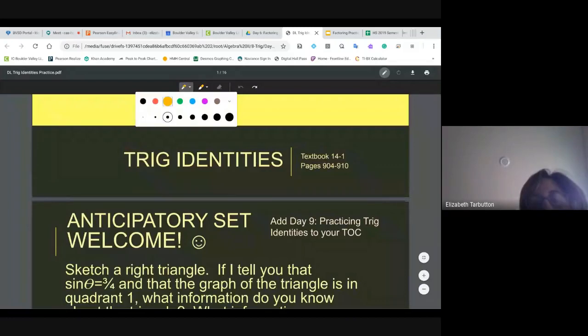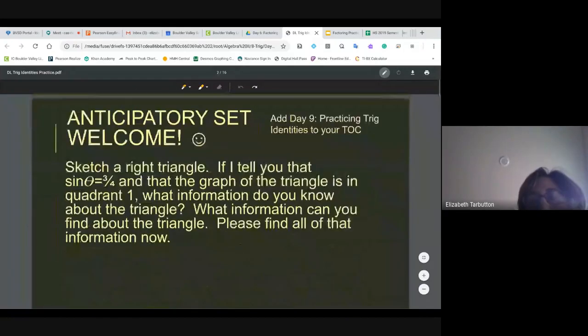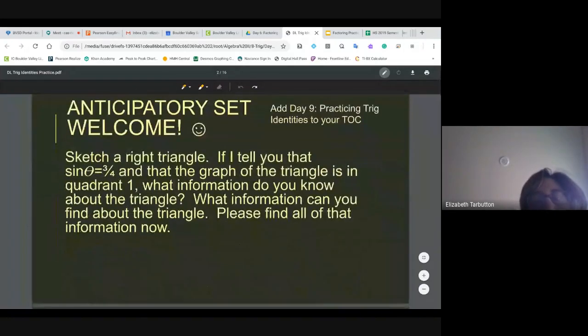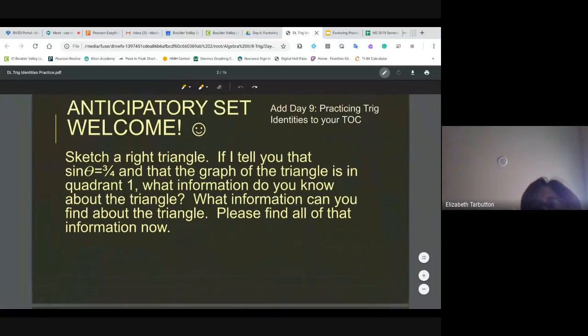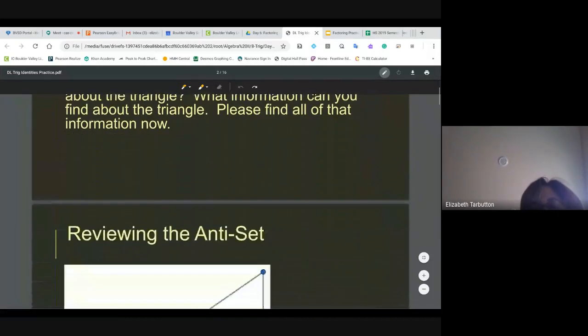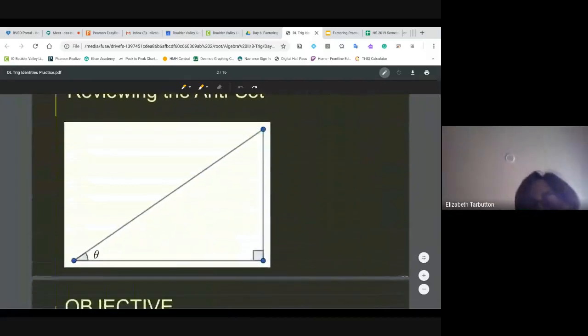For the anti-set, draw a right triangle. If I tell you that sine of theta equals 3/4 and that the graph of the triangle is in quadrant 1, what information do you know about the triangle? What information can you find about the triangle? Find all that information now. You can go ahead and pause the video, and we can pick up with that when we come back. Okay, so here is that triangle.